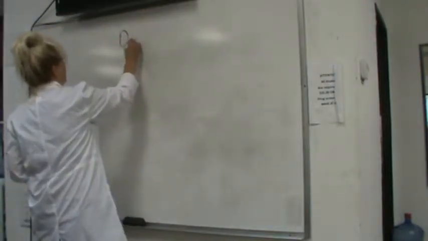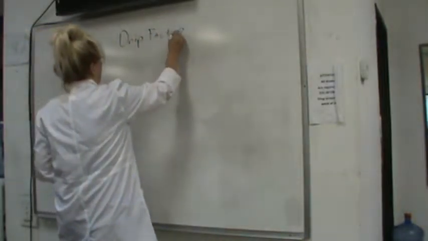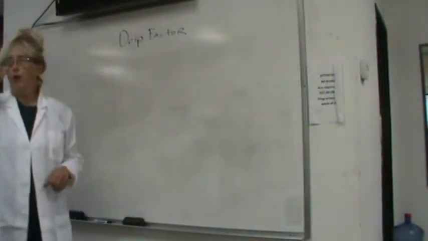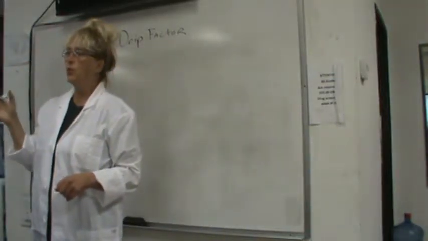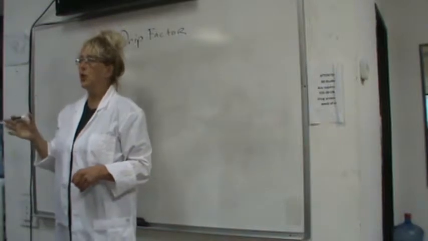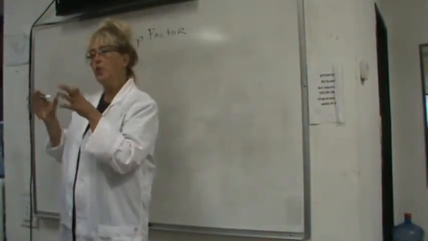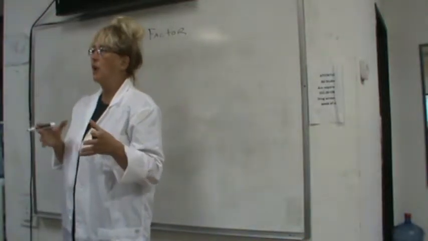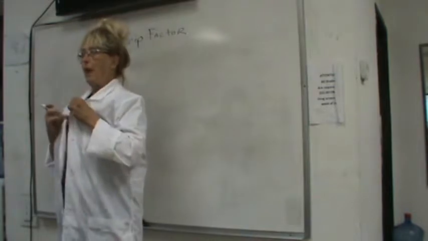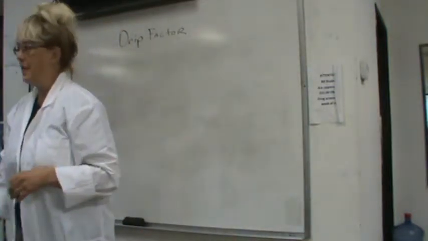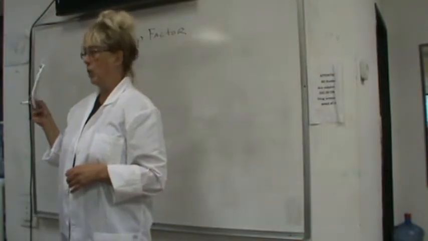So drip rate factors. Drip rate factor is very important in drip rate calculation. Why? Because it's going to be a function mathematically of how fast the drip rate's going to be based upon how much fluid the doctor says the patient needs. So we need to be able to read an IV tubing set. So you need to be able to see where the drip rate is located.